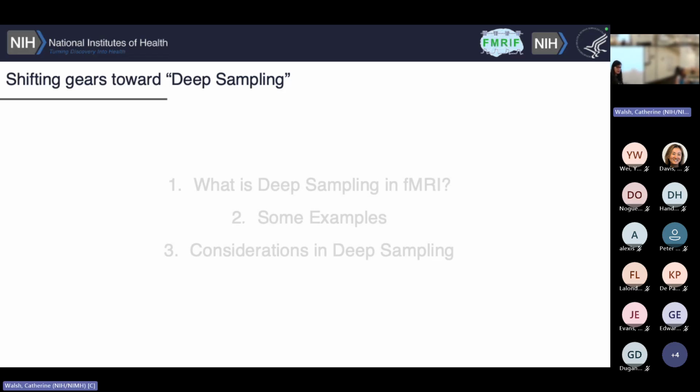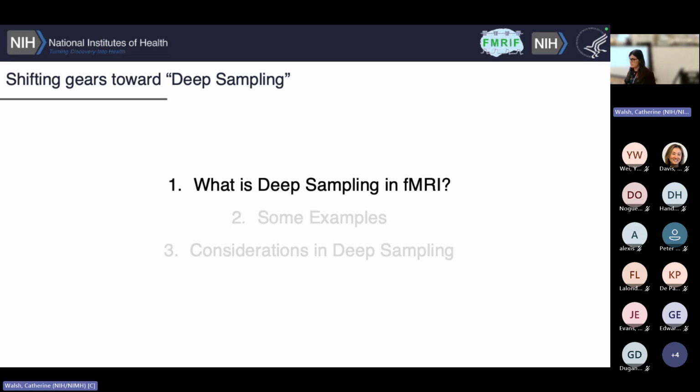Hi, everybody. I am Tyler Morgan. I'm in the core facility, and today I'm going to be talking a bit about deep sampling, which is kind of a cryptic way of describing a certain type of study, but it fits in really well with what Catherine just talked about. So I'm going to talk about three different aspects in my talk today.